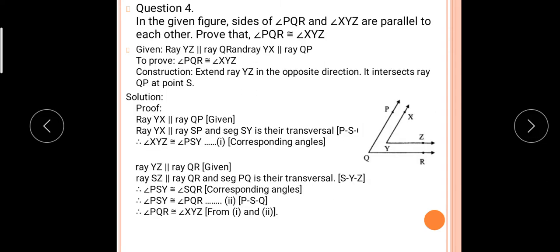In the given figure, the sides of angles PQR and XYZ are parallel to each other. These are the two angles, and their sides are parallel to each other, meaning PQ is parallel to XY and YZ is parallel to QR. The diagram is given here, so you can observe the diagram and write the given data also. We have to prove that angle PQR is equal to angle XYZ.